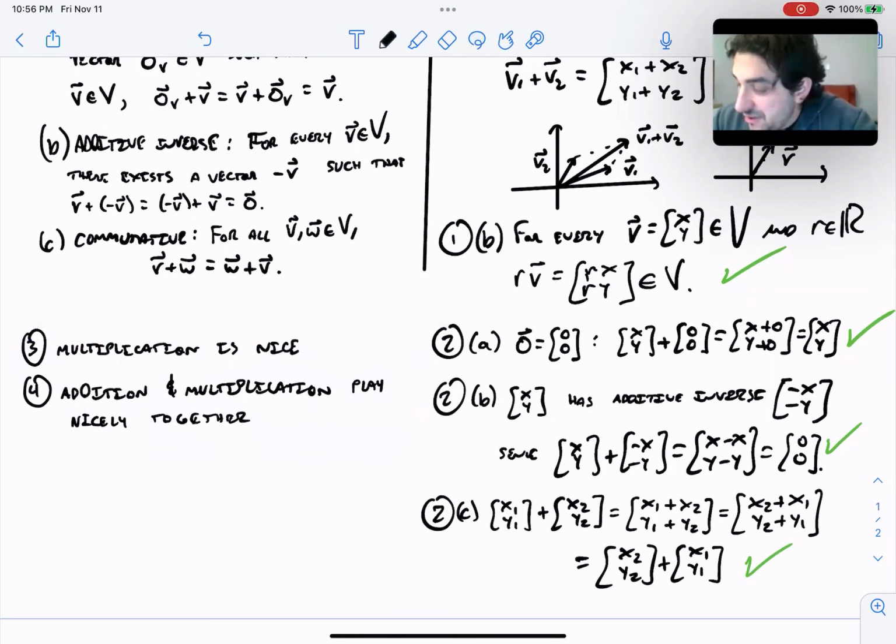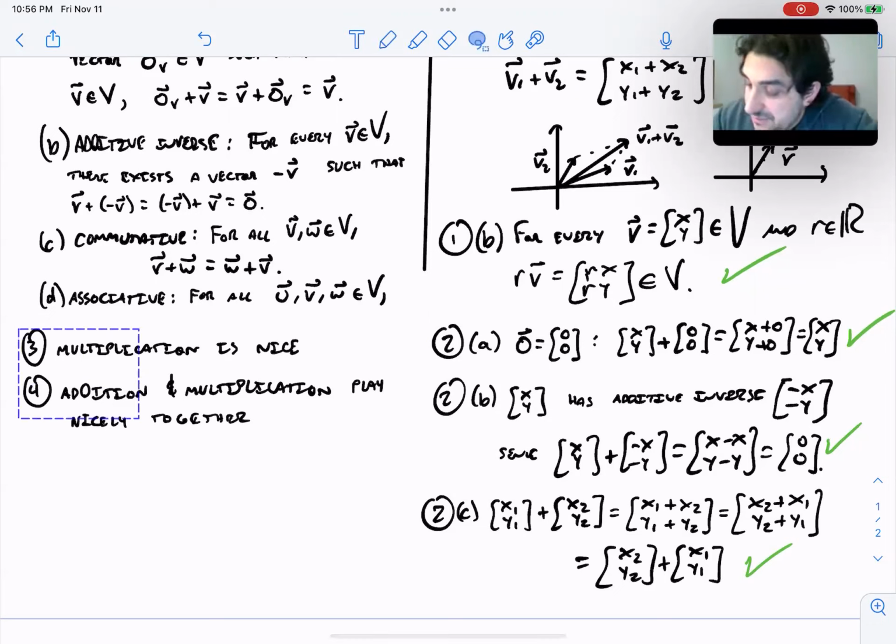There's one more, which is the associative property of vector addition. And that says if you have three vectors, let's say u, v, w, all in V. So pick your favorite three vectors.